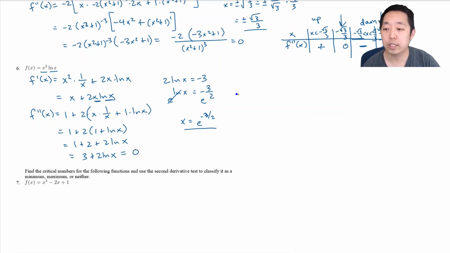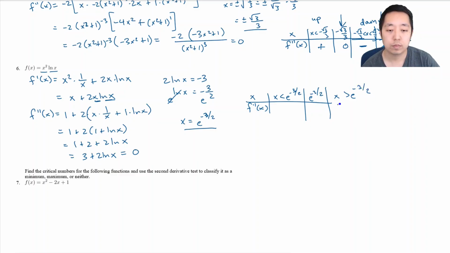And so now let's look at my number line. I'm going to have x, f double prime of x. This is x is less than e to the negative 3 halves. Then I have e to the negative 3 halves. Then I have x is bigger than e to the negative 3 halves. Okay, so the second derivative is 0 here.